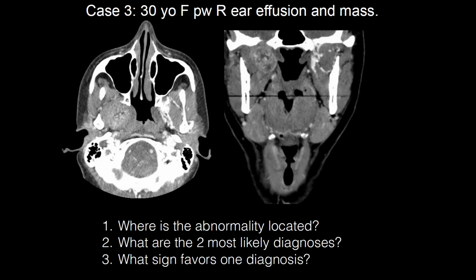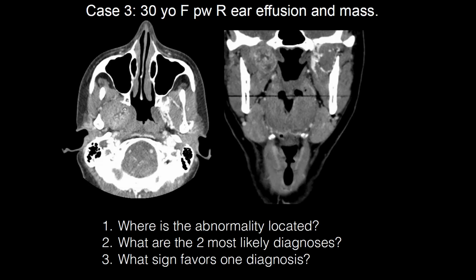30-year-old female with right ear effusion and mass. The abnormality is in the, let's see here. Well, it's on the right. It's kind of posterolateral to the pterygoid plates, which would be in the masticator space. Okay. Oh, is there another option? It's a good guess, because it is very close and we're not seeing any fat plane.